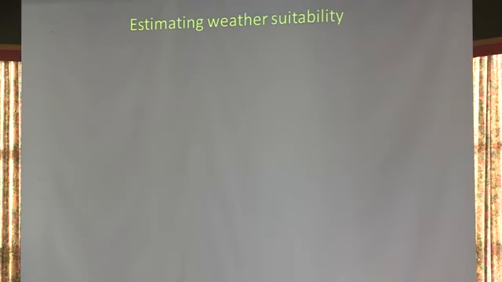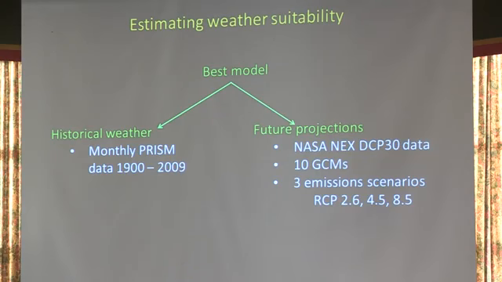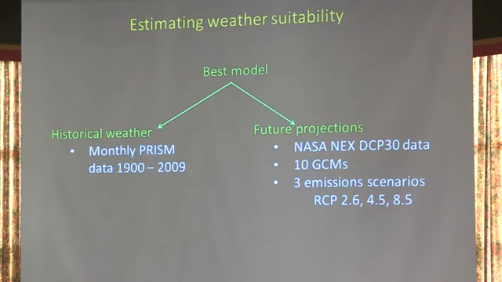Then we wanted to develop this model so that we could estimate weather suitability. After going through a model selection process, coming up with the best model, which represents all of those different processes, we applied it to historical weather using PRISM data from 1900 through 2009, and then to future climate data. Here we used data downscaled to 1 kilometer from the NASA NEX database, 10 different GCMs under 3 different emission scenarios. RCP 2.6 is the latest definition for the low emission, 4.5 is the middle, and 8.5 is the high.